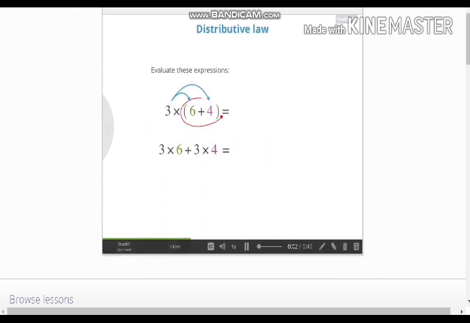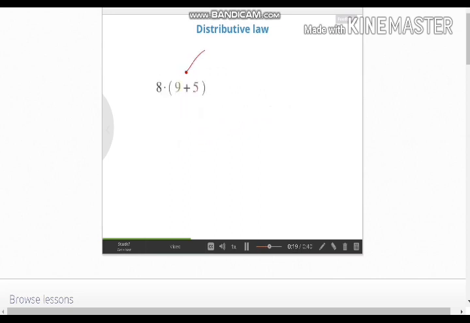Nicely done. 6 plus 4 is 10, times 3 is 30. And down here, 3 times 6 is 18, 3 times 4 is 12, and 18 plus 12 equals 30. So these two expressions are equal, and it looks like the distributive law really works.